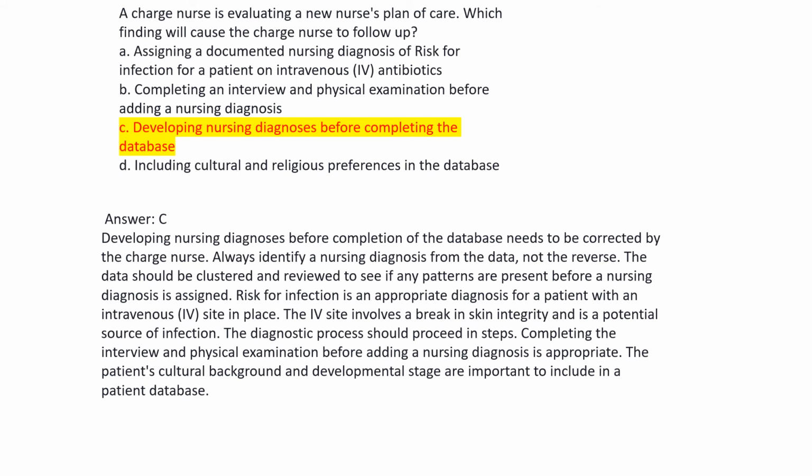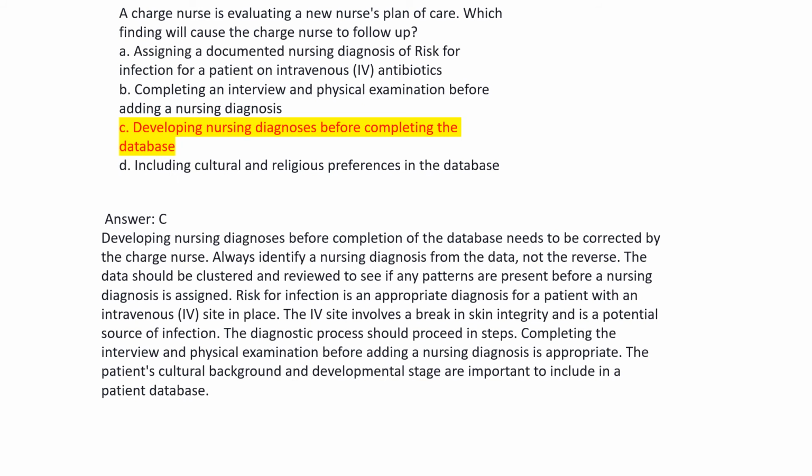Answer C. Developing nursing diagnoses before completing the database. Developing nursing diagnoses before completion of the database needs to be corrected by the charge nurse. Always identify a nursing diagnosis from the data, not the reverse. The data should be clustered and reviewed to see if any patterns are present before a nursing diagnosis is assigned.